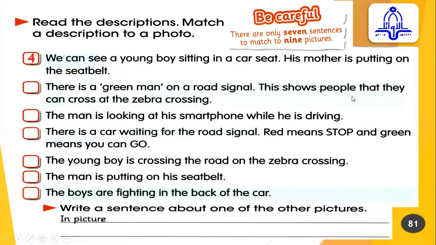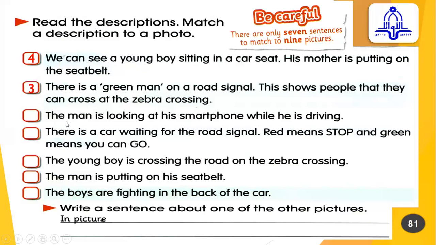This shows people that هذه العلامة أو الإشارة الخضراء shows توضح أو تعرف people that they can cross, أن الناس يستطيعون العبور at the zebra crossing, من منطقة العبور, zebra crossing, منطقة العبور المخططة. هذا الوصف هو refers to picture 3 or photo 3.